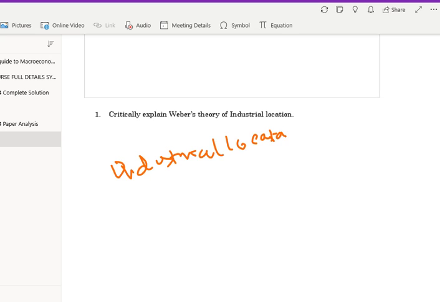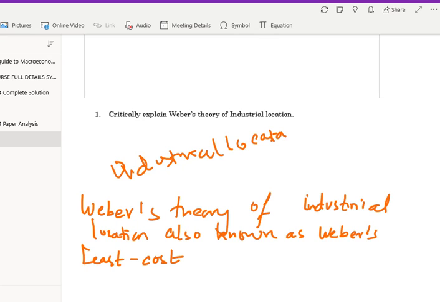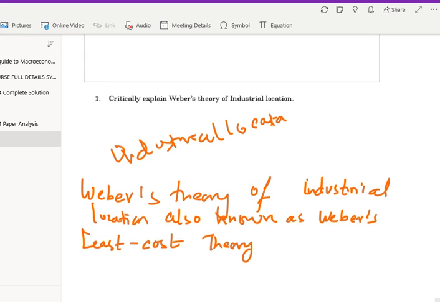First I will tell you how to write it. You start: Weber's theory of industrial location, also known as Weber's least cost theory. It is a foundational concept in what?